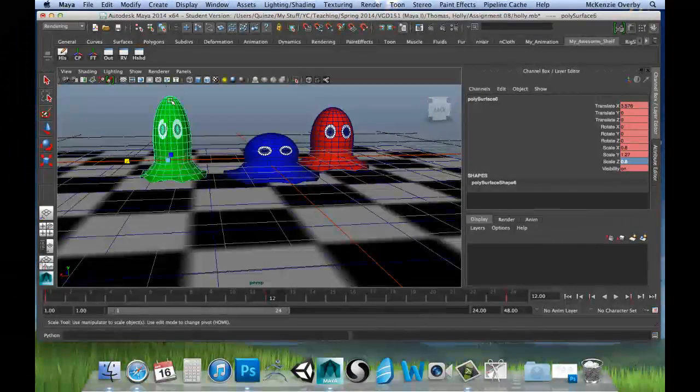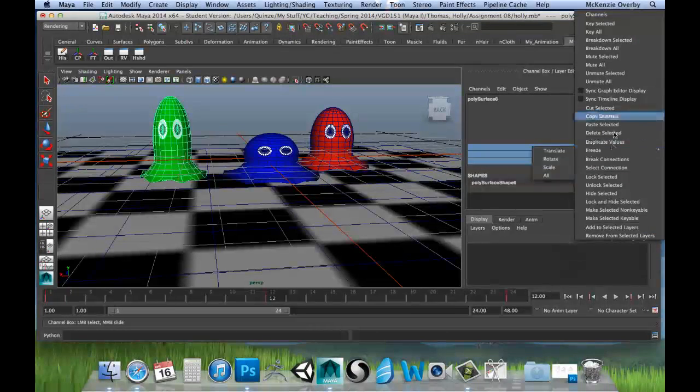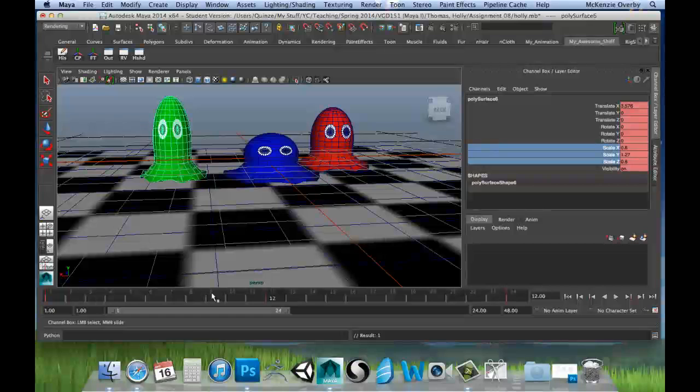And gaining mass in the y direction, alright? Or gaining scale, I guess. So make sure you go through and do something like that. And you can key that, okay?